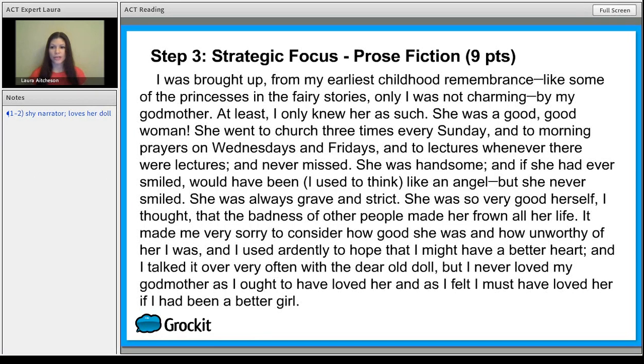Go ahead and read the 3rd paragraph. Pause the video. Write down what you found in the 3rd paragraph. Now that you've read the 3rd paragraph, we are introduced to the second human character. We have the shy narrator, and we have the godmother, who is stern and church-going. And this is from the perspective of her goddaughter.